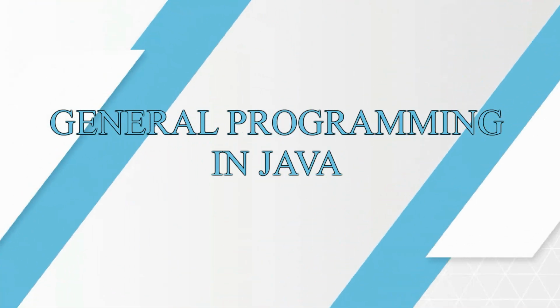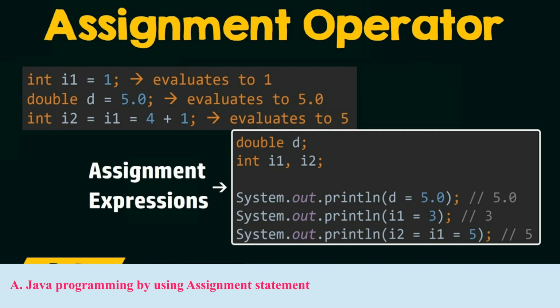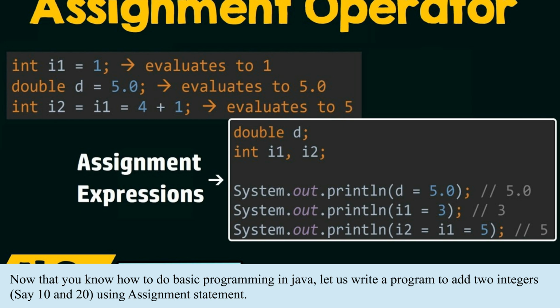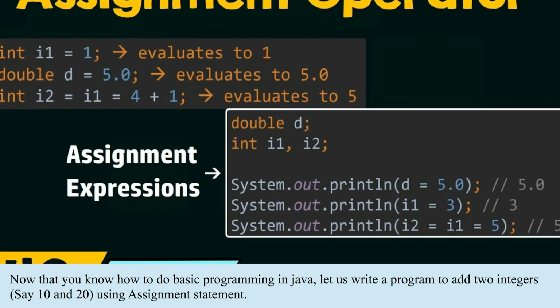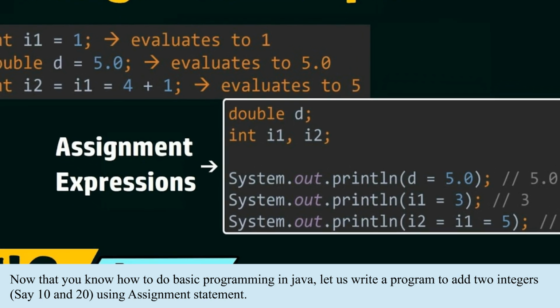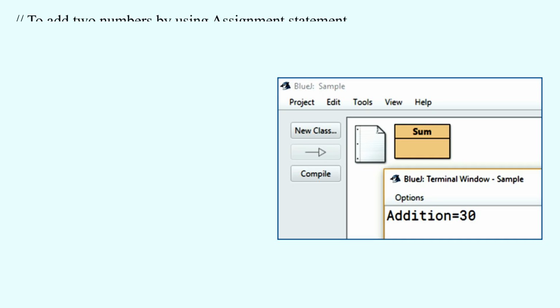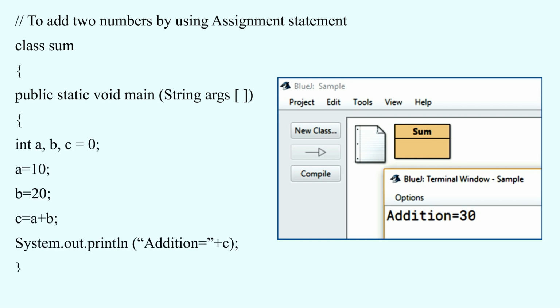General programming in Java. Java programming by using assignment statement. Now that you know how to do basic programming in Java, let us write a program to add two integers, say 10 and 20, using assignment statement. To add two numbers by using assignment statement: class sum, public static void main string args.